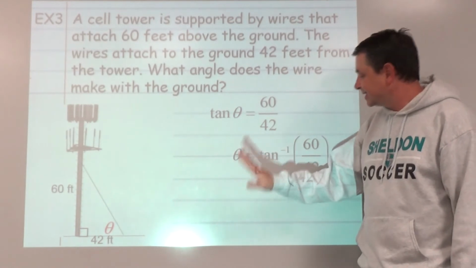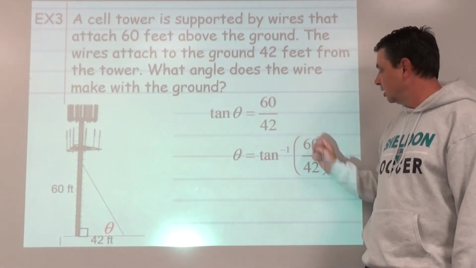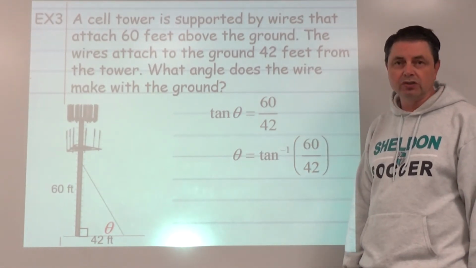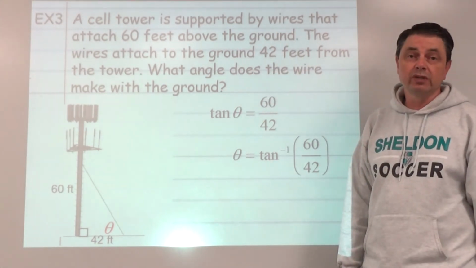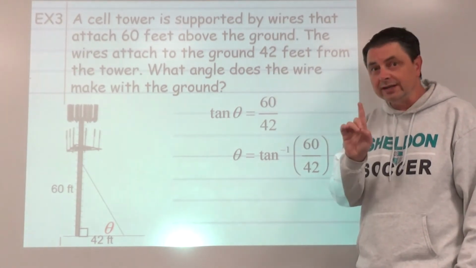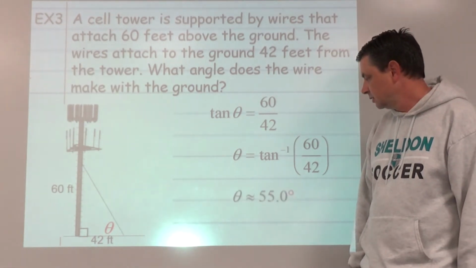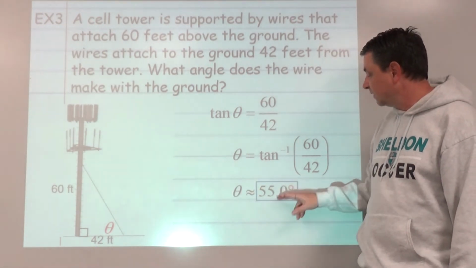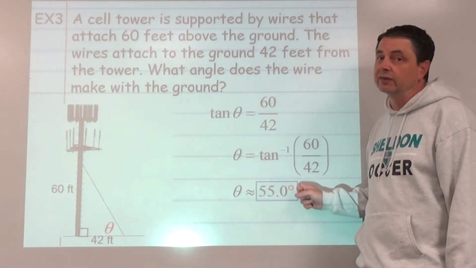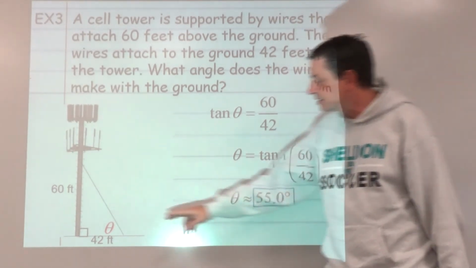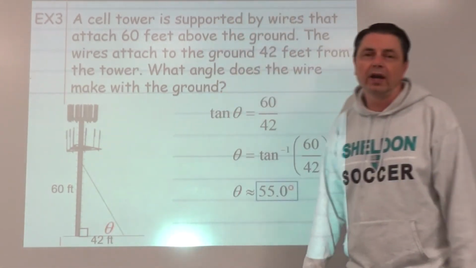Calculator time. Second tangent of 60 divided by 42. We're going to round it to, as we typically do for these word problems, 1 decimal place. So that's going to be 55.0 degrees. That's our units here. Don't forget the degree symbol. That's the angle that we're making with the ground.